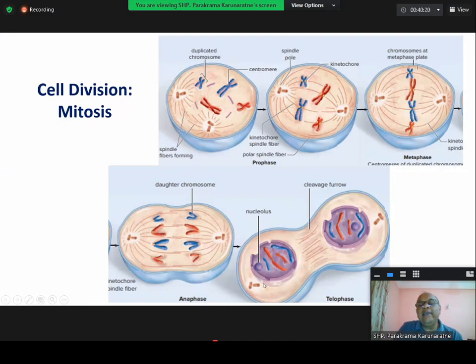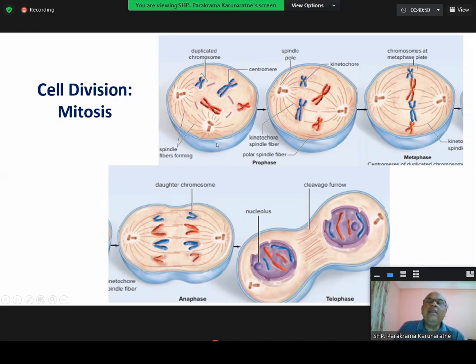You can see here now, at the end they form the nuclear membrane around that. You can see two nuclei appear. Nuclei is the plural, right? Nuclei appear. You can see now in each nucleus you find four chromosomes, and the cleavage furrow goes here, so the cell divides into two cells.